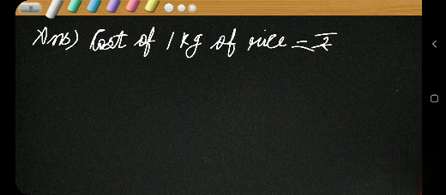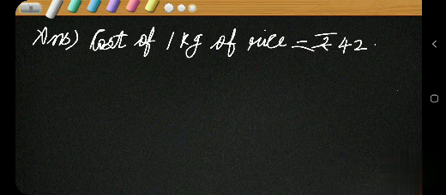Please write down, write neatly. Okay. Cost of 1 kg, means kilogram, of rice. Cost of 1 kg of rice is equal to rupees. It is given as what? Rupees? Yes, rupees 42. Okay, can you say the second step?